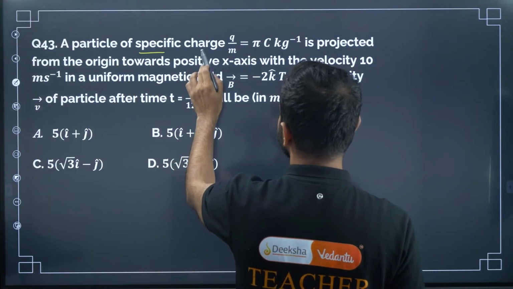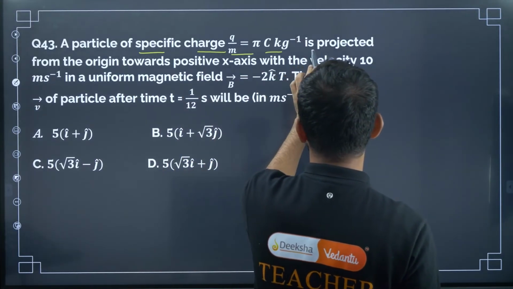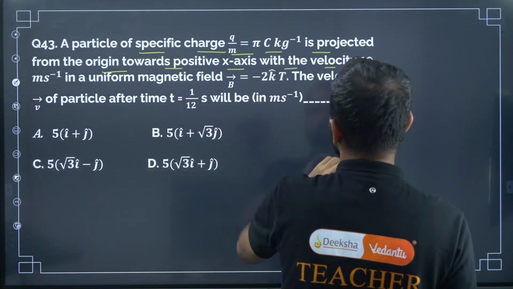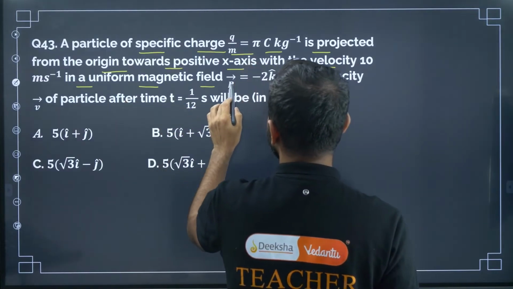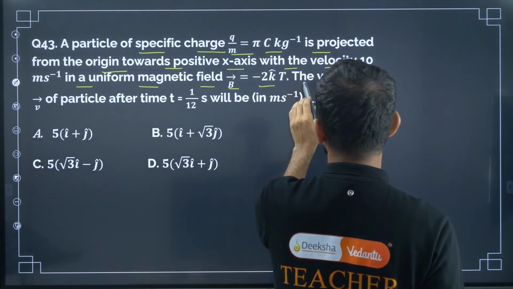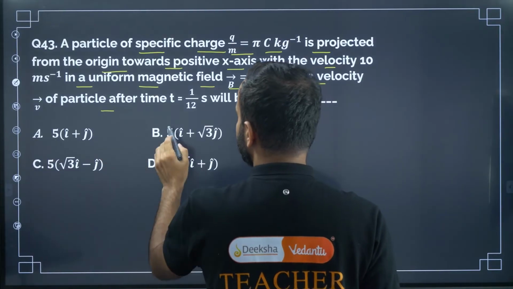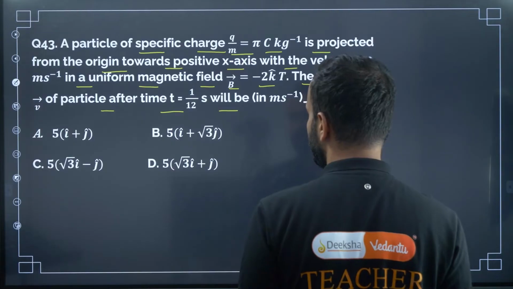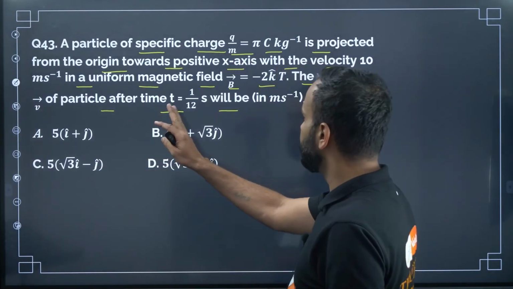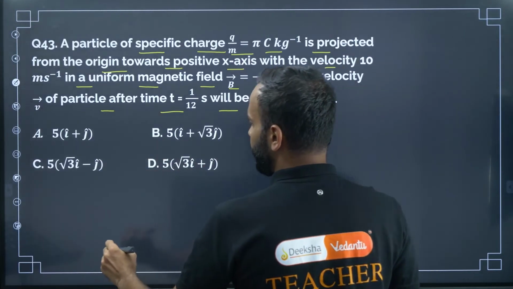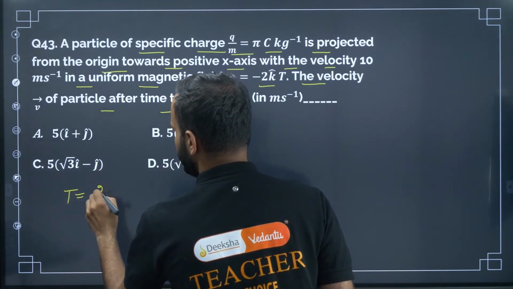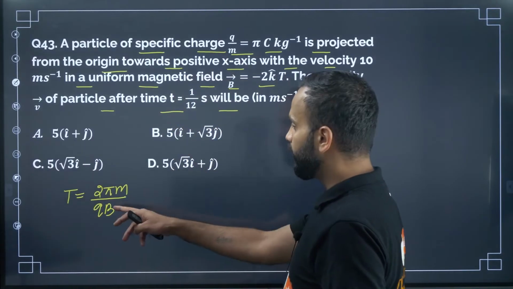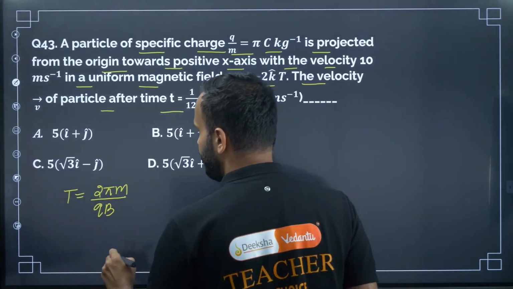A particle of specific charge Q by m equal to pi coulomb per kg is projected from the origin towards the positive x-axis with the velocity 10 meter per second in a uniform magnetic field B vector equal to minus 2k cap Tesla. The velocity V vector of the particle after time t equal to 1 by 12 second will be. Okay, we need to find the velocity V vector of the particle at 1 by 12 second, right? Let us find the time period. So time period equals 2 pi m divided by qB, right?